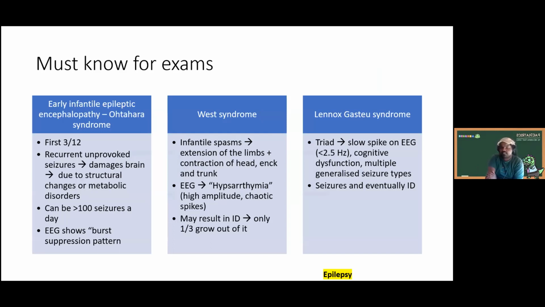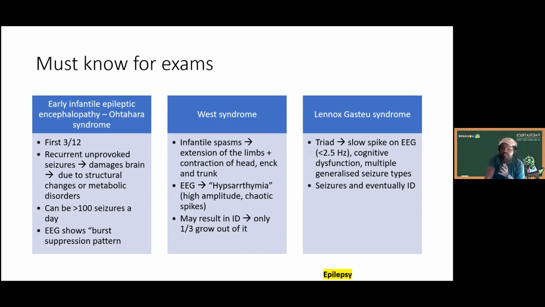In terms of some must-knows for exams, there are some extra Paeds-specific epilepsy conditions. The first one is called Ohtahara syndrome, and it generally presents in the first quarter of life. These are recurrent unprovoked seizures, and they damage the brain. It's generally due to some type of structural or metabolic disorder. There are a large amount of seizures, generally more than 100 a day. And you see this thing called a burst suppression pattern on the EEG, and I've got some pictures later for that.